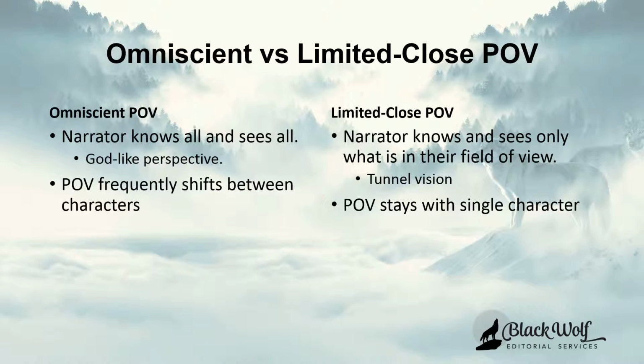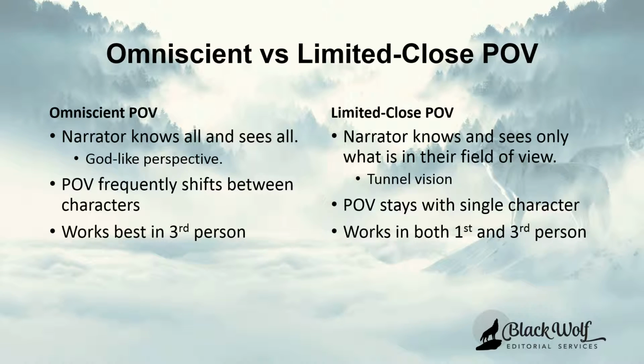Then we delve into something else. Your POV shifts frequently between characters within your omniscient point of view. That can be disorientating, but some readers love it. Within limited close, you tend to stick within one character for a particular passage. That passage may be a chapter, or it may be just a section, but there will be some sort of indicating transition that goes from one POV character to another. It will not be the seamless transition that you get within omniscient point of view.